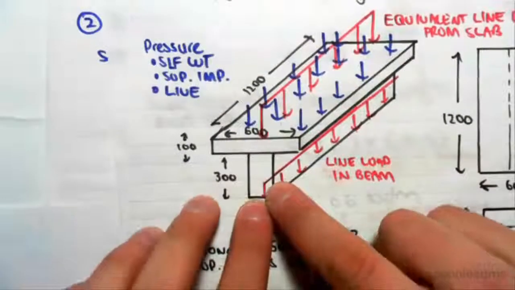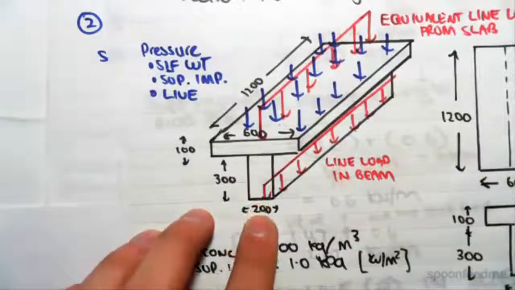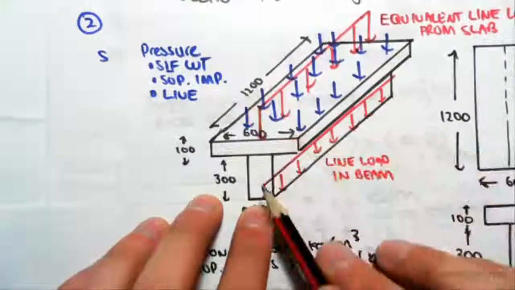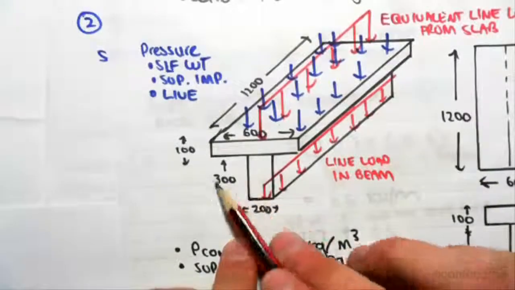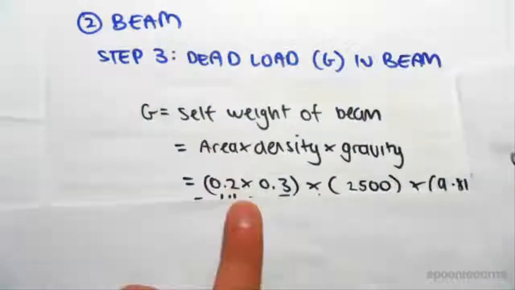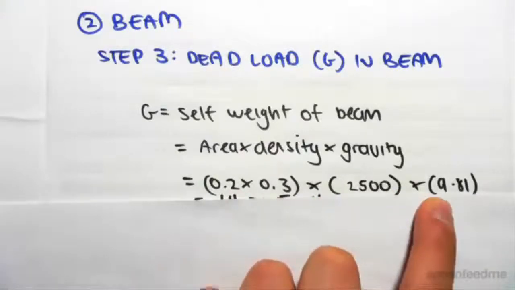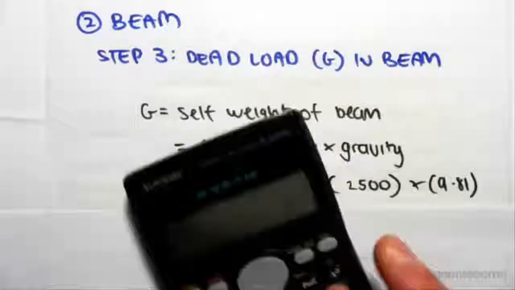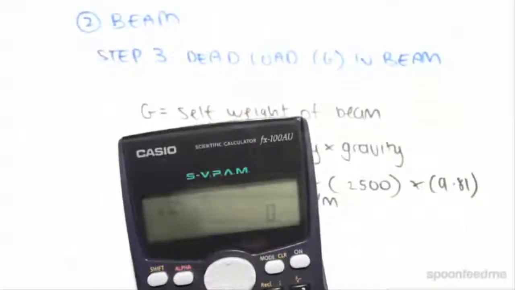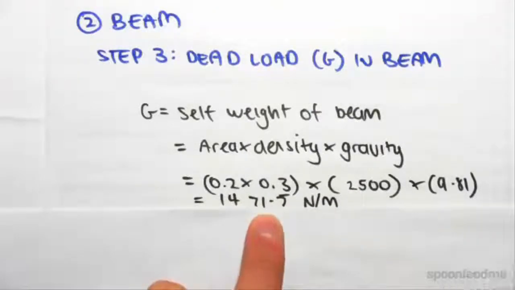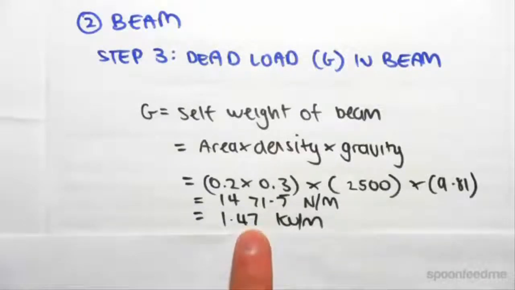We want a UDL going the length of the beam. So the area we're going to multiply by, we're going to exclude the length parallel to that load. So we're going to exclude the 1200. It's going to be 0.2 by 0.3 will be the area. Okay, so 0.2 by 0.3 meters times the density of concrete, 2500, times gravity, working that out. So 0.2 by 0.3 by 2500 by 9.81 gives us 1471.5. Okay, dividing through by 1000 gives us 1.47 kilonewtons per meter.